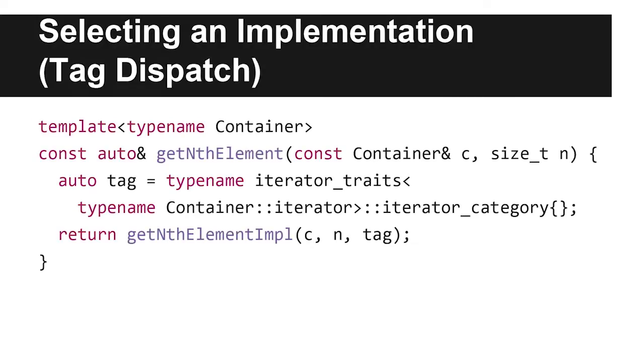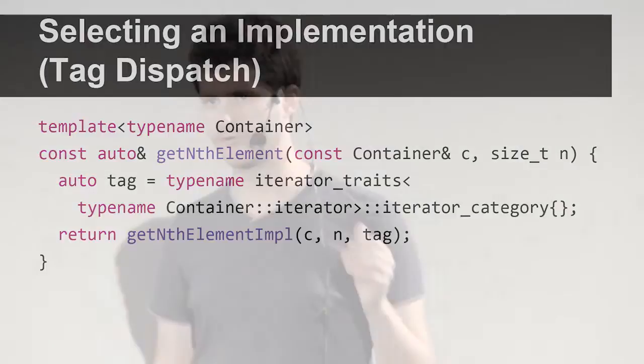And here's the magic. So I have a function getEnthElement. It takes any container, and it forwards to getEnthElementImpl. And the trick is, those first 2 arguments are still the same. We never touched them. But we're adding a third one, that tag. And the magic in the middle, what that does is it says, for whatever container you passed in, give me the tag of the iterator that corresponds to that container.